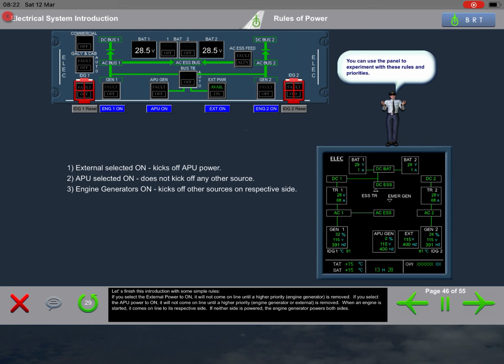Let's finish this introduction with some simple rules. If you select the external power to on, it will not come online until a higher priority, engine generator, is removed. If you select the APU power to on, it will not come online until a higher priority, engine generator or external, is removed. When an engine is started, it comes online to its respective side. If neither side is powered, the engine generator powers both sides.